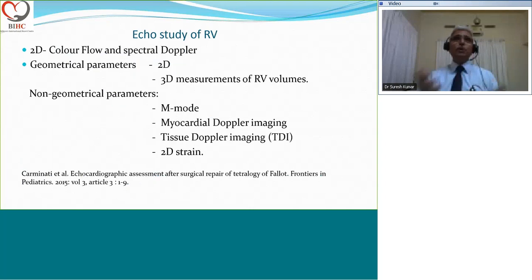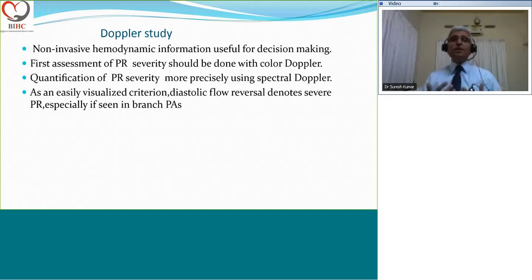So when you start doing echo, do it your usual way. You go by your segmental anatomy. You have established that the segments are appropriate. You are looking at the anatomic lesions. Once these have been made out, with color flow and spectral Doppler, you would look at some geometric parameters in both 2D and 3D if you have, and non-geometric parameters as well. Doppler study is your key tool for getting hemodynamic information for decision making.